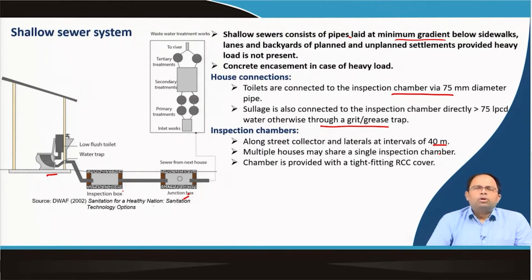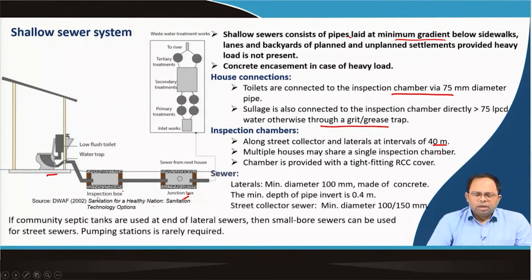So, it is a more informal system compared to a conventional sewerage network. The sewers are designed, again, with a minimum diameter of around 100 mm, made of concrete, and the minimum depth of the pipe invert is 0.4 meter, and for the street collectors it would be around 100 to 150 millimeter. We can have community septic tanks at the end of lateral sewers, and then we can go for small bore sewers for street sewers, and a pumping station is rarely required.